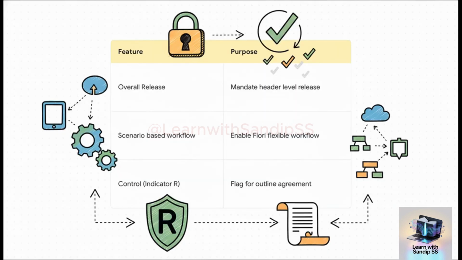For purchase requisitions, you get some really powerful controls. Take the overall release flag. This lets you set up approvals at the header level, instead of having to approve every single line item, which is a huge time saver. Scenario-based workflow. That's the magic switch that turns on those modern, flexible workflows in Fiori. And the control indicator R. That's how you flag a PR to specifically create an outline agreement later, not just a standard PO.